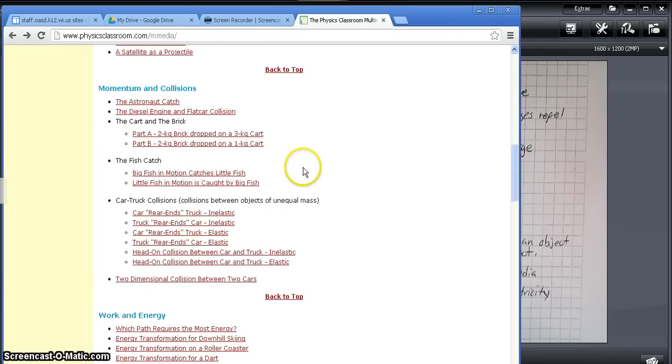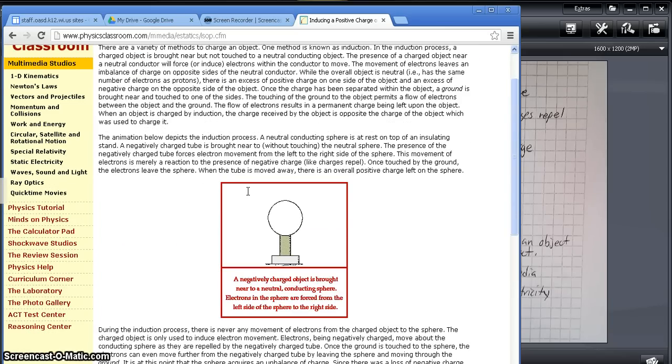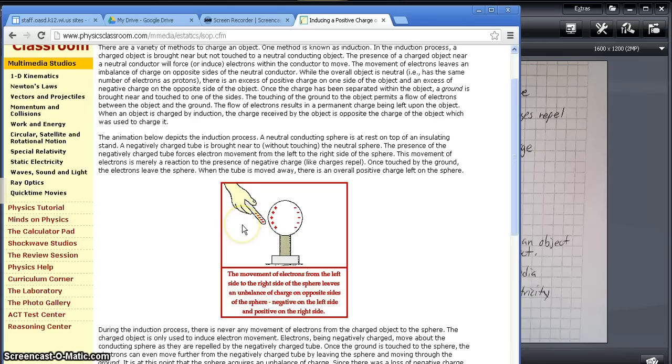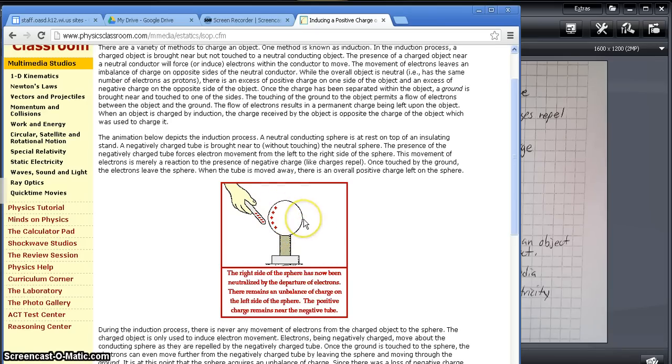If I scroll down here, here's some static electricity. It says charging a single sphere by induction using a negatively charged object. So I'm just going to show you what this looks like. If you had something that had a negative charge on it, and we'll try a couple of these in class, and you bring it close to a neutral sphere, positive charges draw to one side, negative charges go to the other. And then if somebody touches it, you're essentially grounding it. When you ground it, it gives a path for those charges to leave.